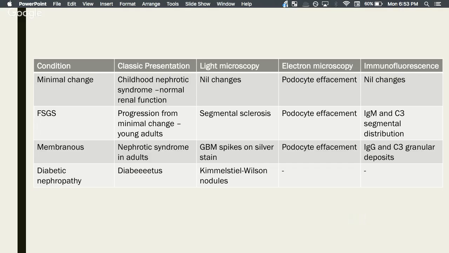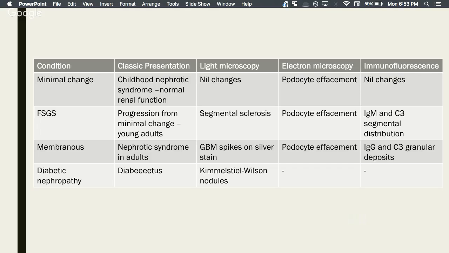So for membranous, that's kind of like one step further along, and it's a nephrotic syndrome in adults. So again, age difference, they're getting older, it's getting worse. GBM spikes on silver stain and podocyte effacement and IgG and C3 granular deposits.